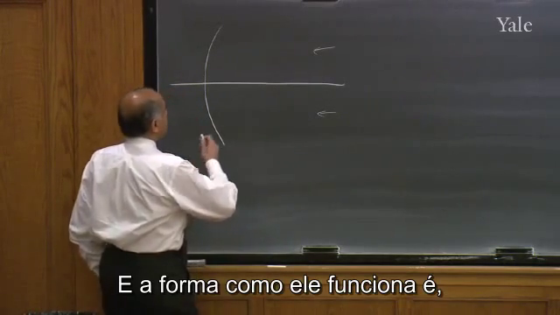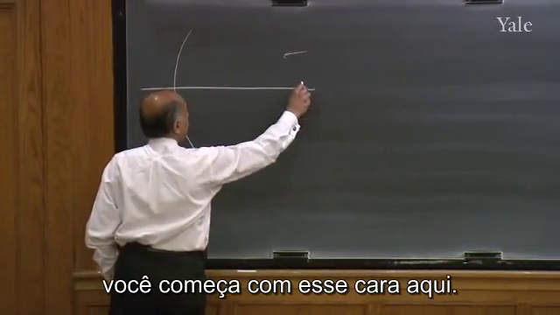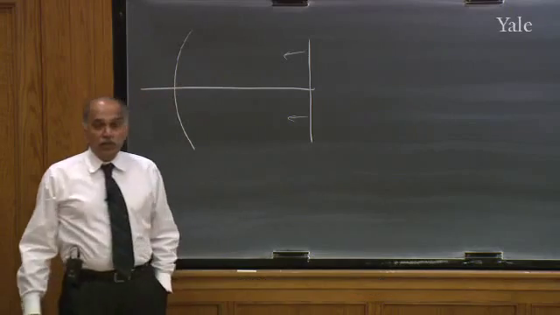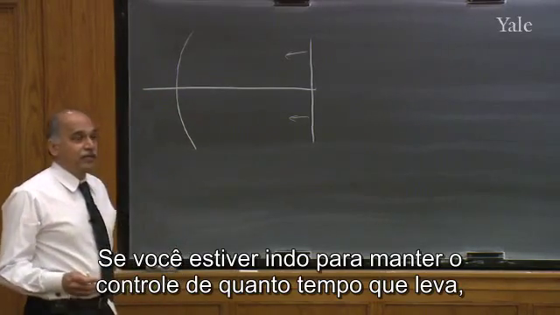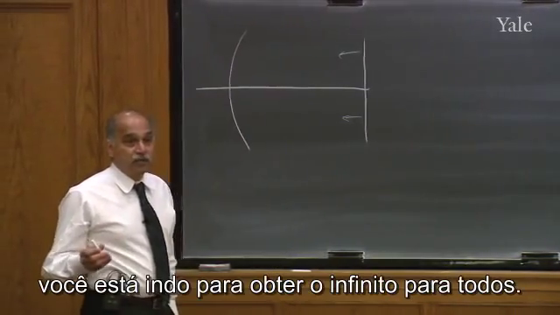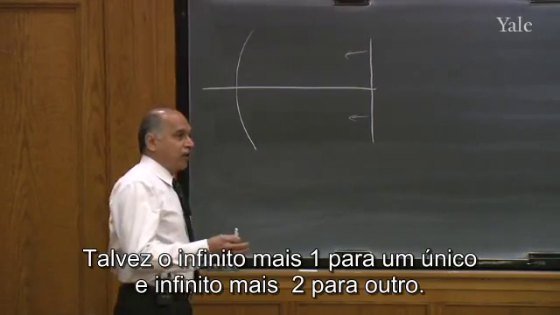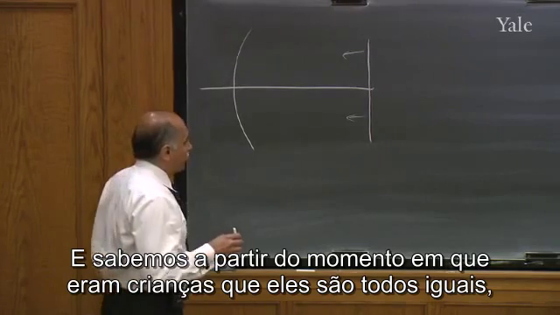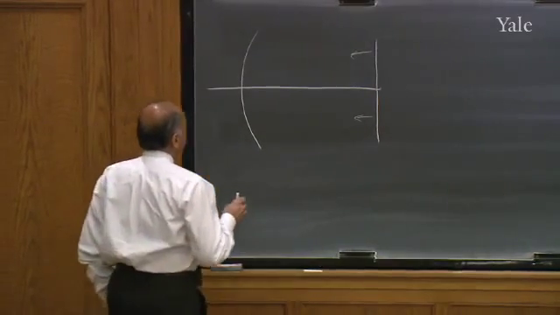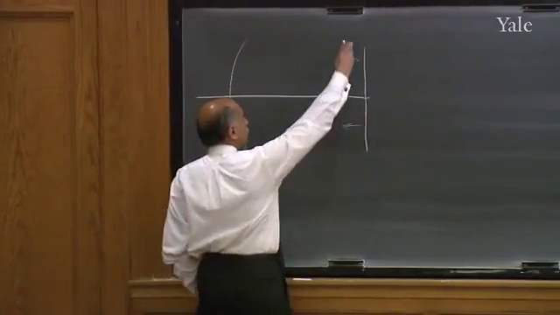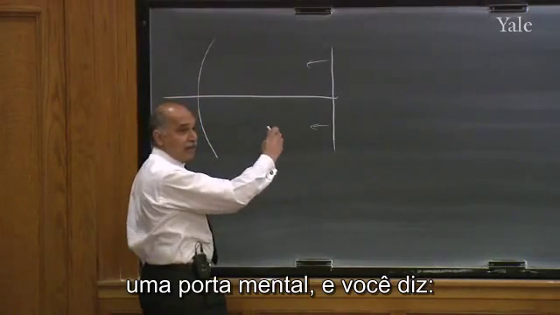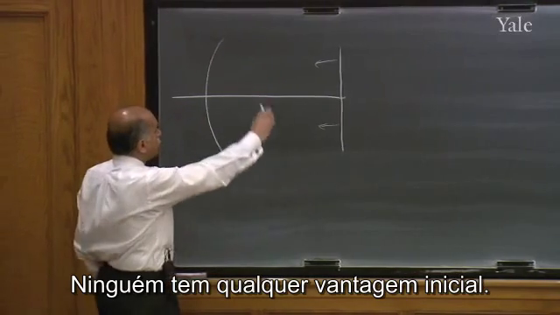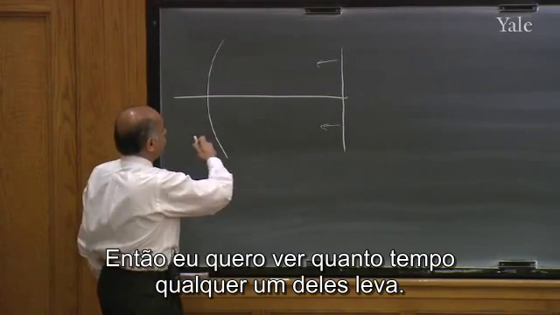And the way it worked is, you start this guy here. First of all, the rays are coming from infinity. If you're going to keep track of how long that takes, you're going to get infinity for everybody. Maybe infinity plus 1 for one, infinity plus 2 for another one. And we know from the time we were children that they're all the same. So infinity is not a good reference point. So you draw the gate here, a mental gate, and you say, I'm going to track these guys from this point on. No one's got any head start. Then I want to see how long any of them takes.